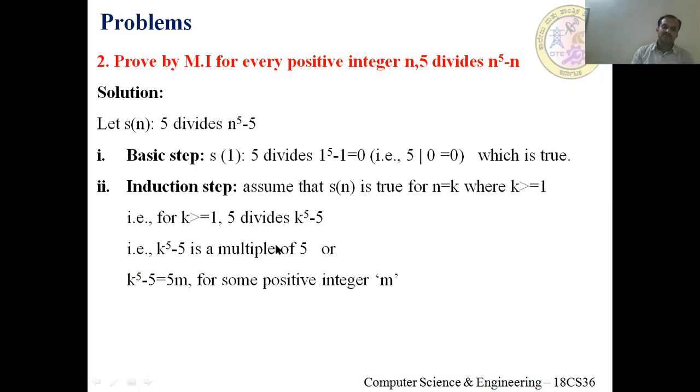Or in other words, another way of saying this is that k to the power of 5 minus k is a multiple of 5. Or another way of representing the same statement is k to the power of 5 minus k is equal to 5 times m, that means it is a multiple of 5, where m is some positive integer. Suppose you substitute m equal to 1, 5; m equal to 2, 5 into 2, 10. Always on the RHS, we are going to get a multiple of 5. So 5 divides k to the power of 5 minus k. Another way of saying the same statement is k to the power of 5 minus k is a multiple of 5. Both are the same.